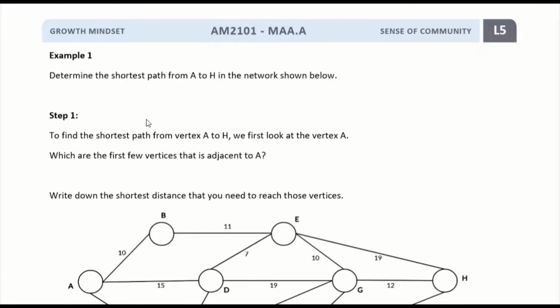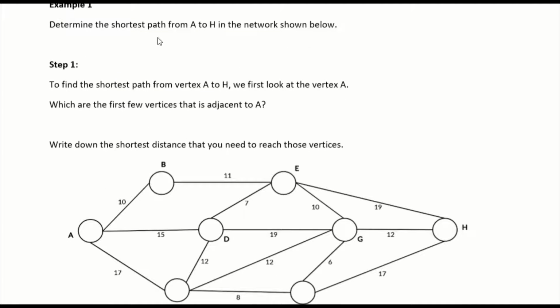I'm going to show you the algorithm by using this example. So make sure that you really have your hard copy or soft copy when you follow through the video, because if not, you are going to get lost very soon if you don't follow me throughout the process. Okay? Alright, so example 1: determine the shortest path from A to H in the network shown below. So this is the network that's given.